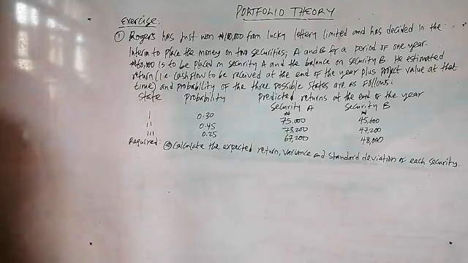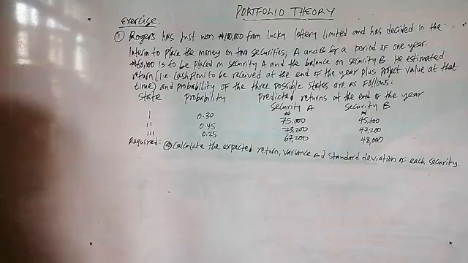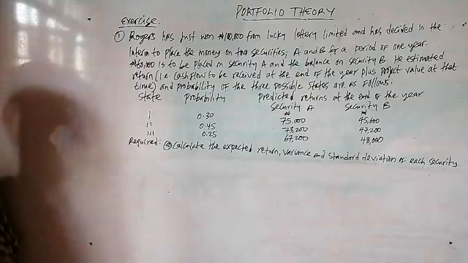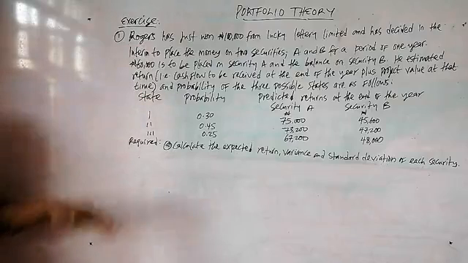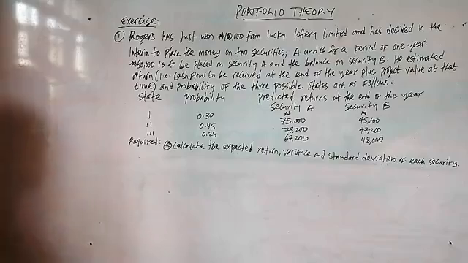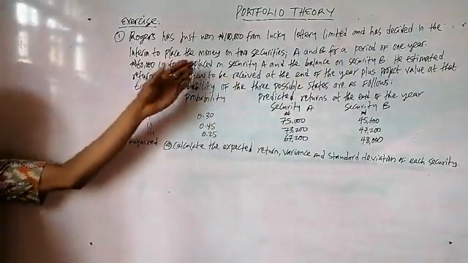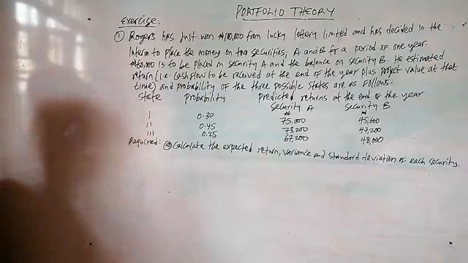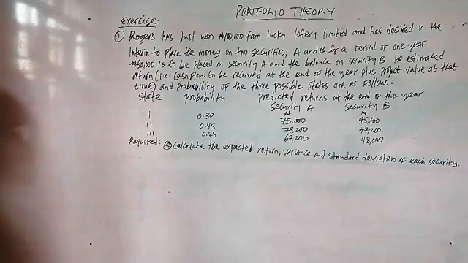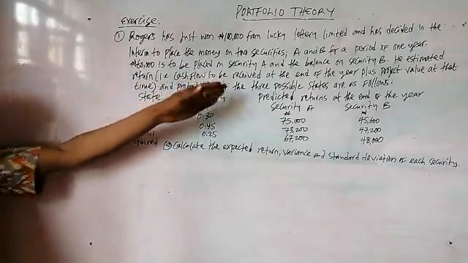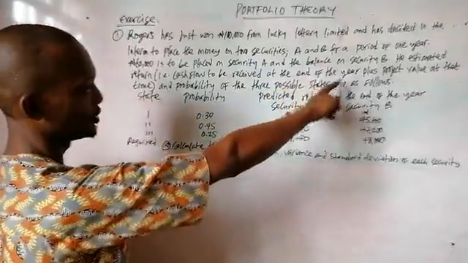So looking at this question now, use this question to solve for return, expected return, variance, standard deviation, and we also look at correlation coefficient, covariance, using this particular question. So the question goes thus: Rogers has just won 100,000 naira from Lucky Lottery Limited and has decided in the interim to place the money on two securities, A and B, for a period of 1 year. 60,000 naira is to be placed on security A and the balance on security B.